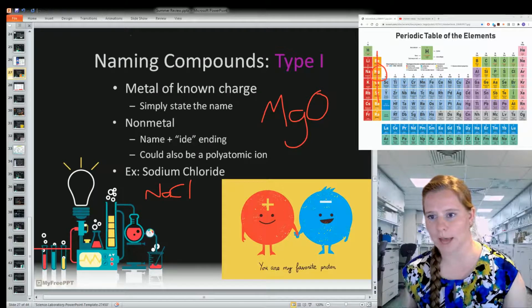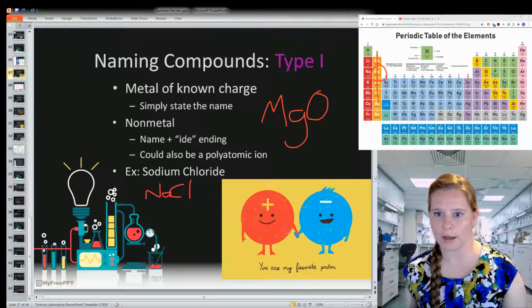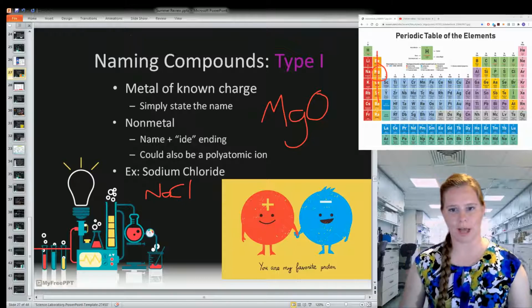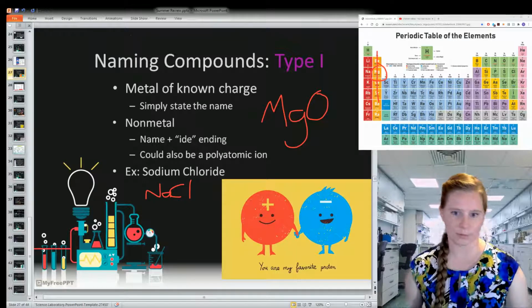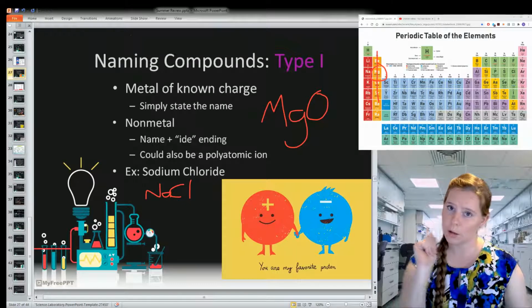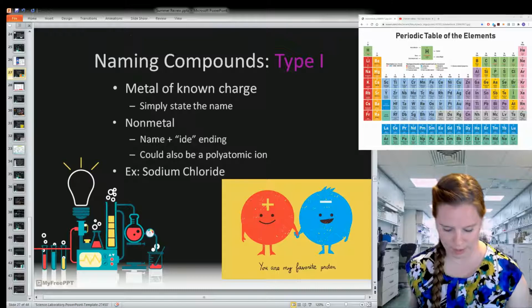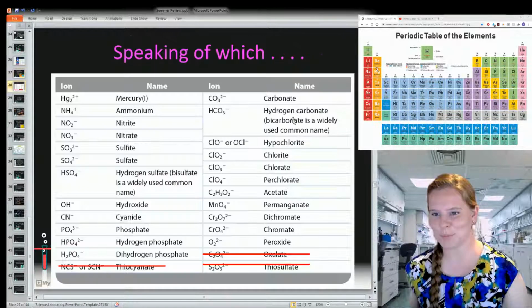Okay, could be potassium sulfide, lithium chloride, rubidium fluoride, something like that. So they just have an "ide" ending. Name the metal first. The whole key to naming these, recognize that you have a metal and that you know the charge of that metal. All right, that's type 1.